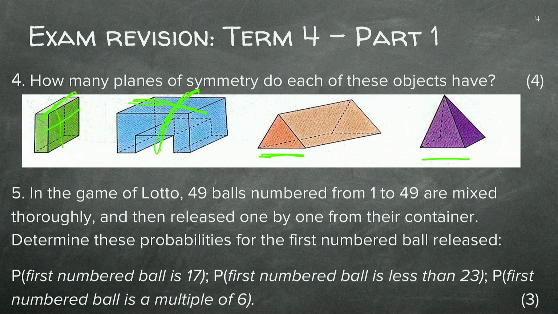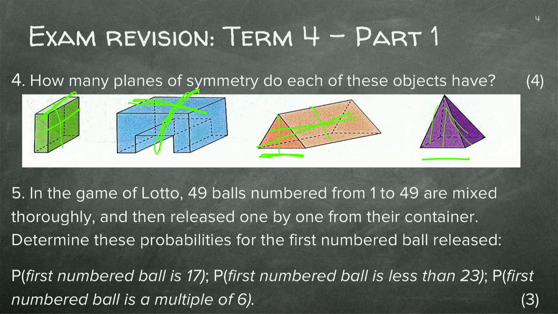I said this is an equilateral. Remember, that means all sides are the same. So how many planes of symmetry do we have here? This is the easy one. We can cut it in the middle, and we can cut it there, we can cut it there, and we can cut it there. So we've got 4 planes of symmetry, and the same with the square-based pyramid. We've also got 4 sides, 4 planes of symmetry.